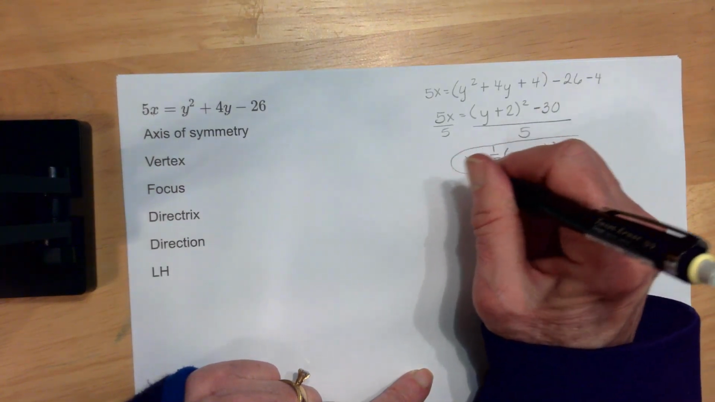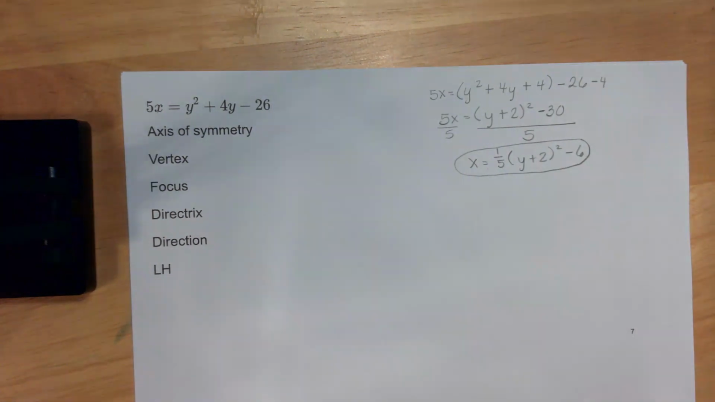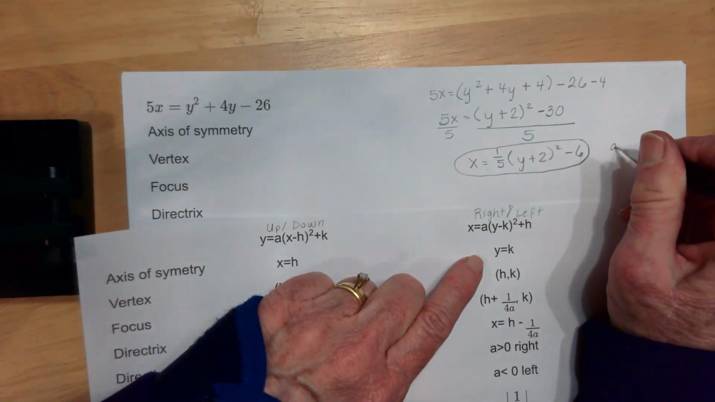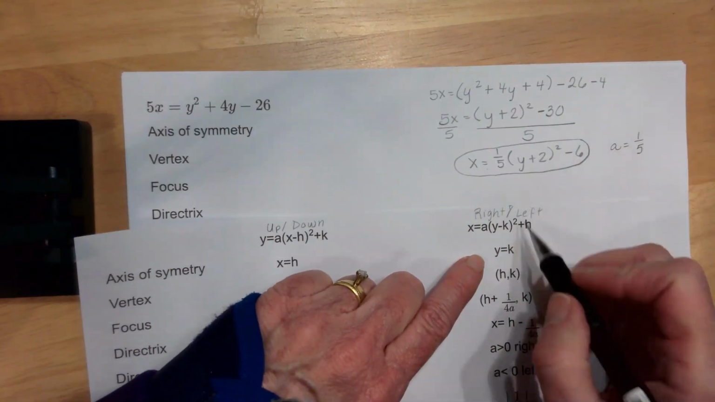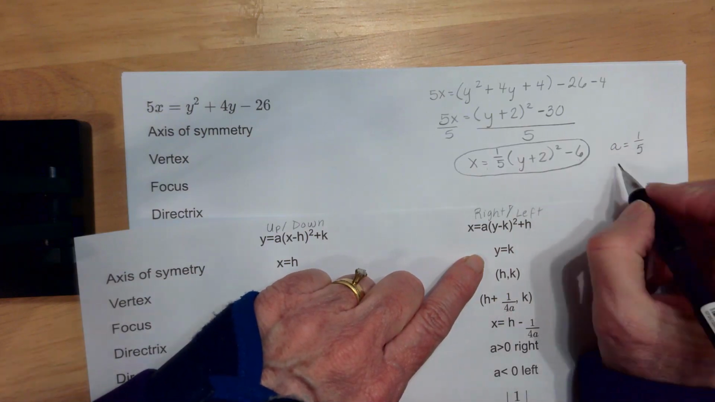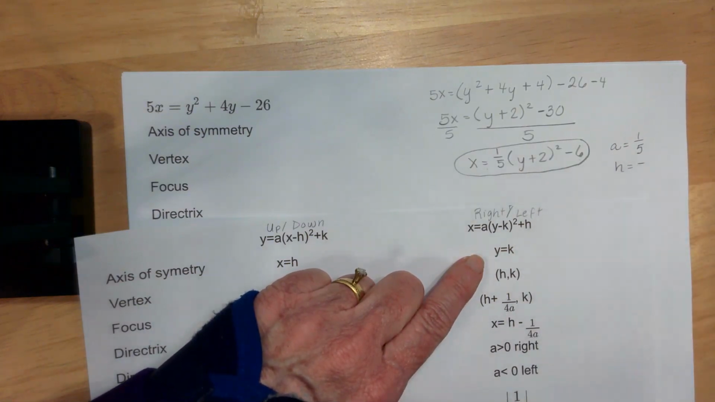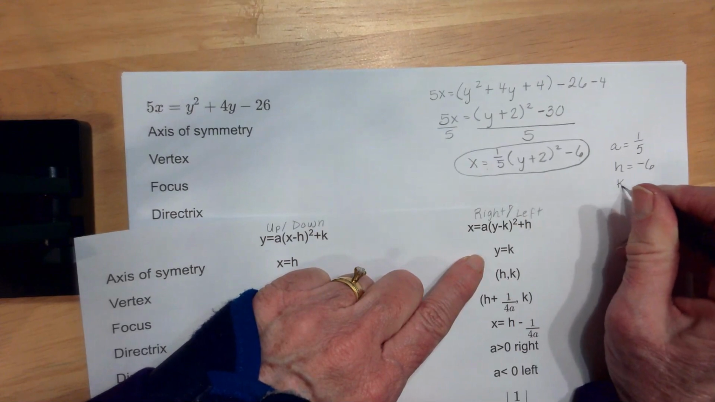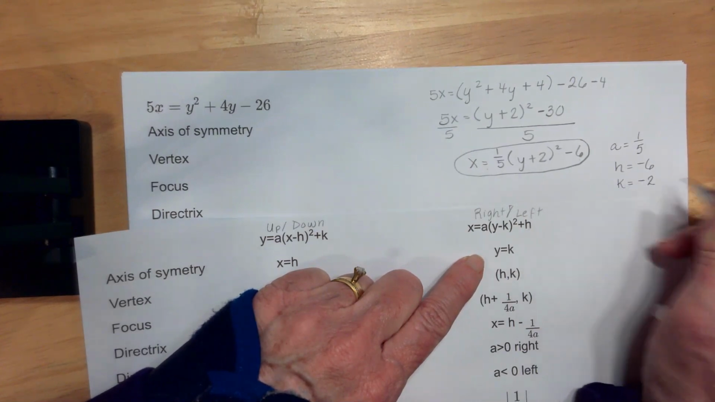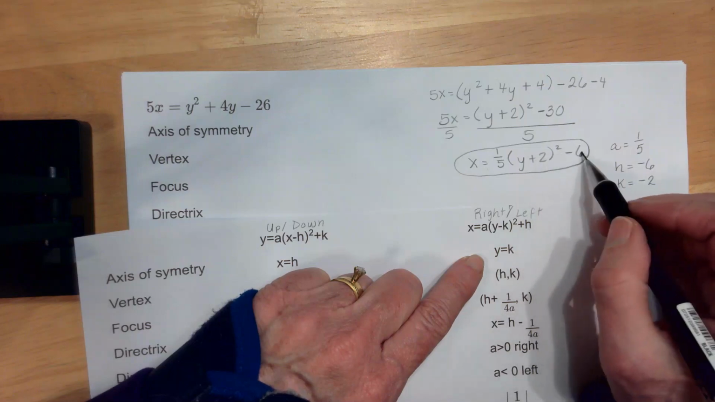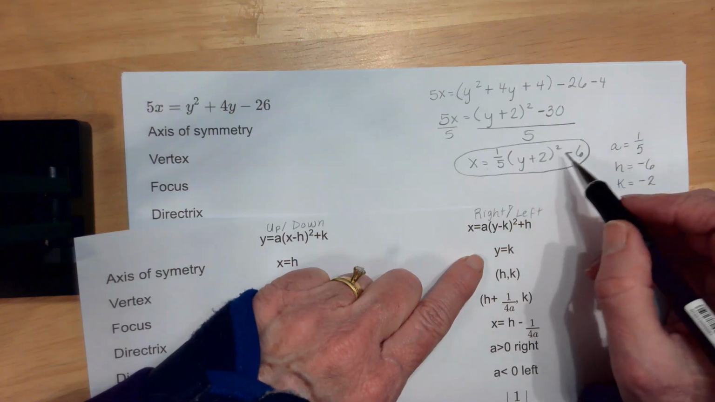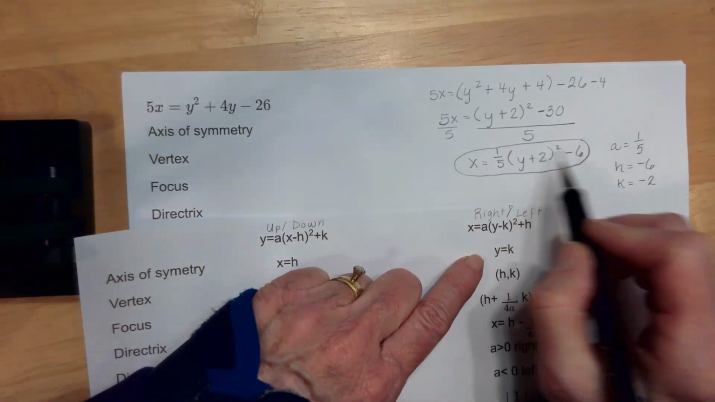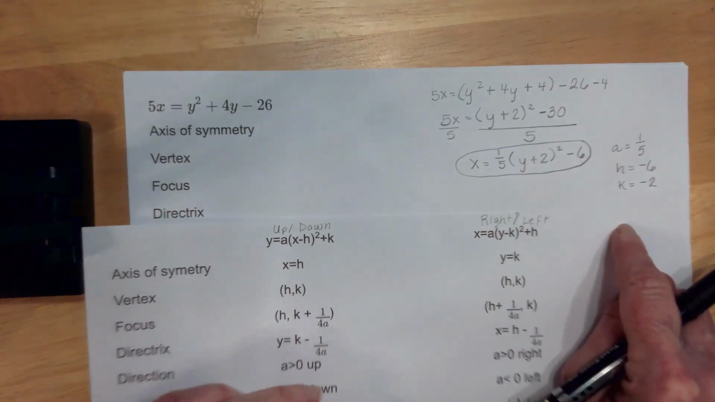So here's my equation. Now, I'm looking at my chart again. Now, based on this chart, I know A equals 1/5. Notice where the H is. The H is out here. So H equals -6. The K is right here. So the K gets the opposite value. So it's -2. So these two are switched from the other one. The other one has H and K. This one has K and H. Okay, so I've got everything that I need here.